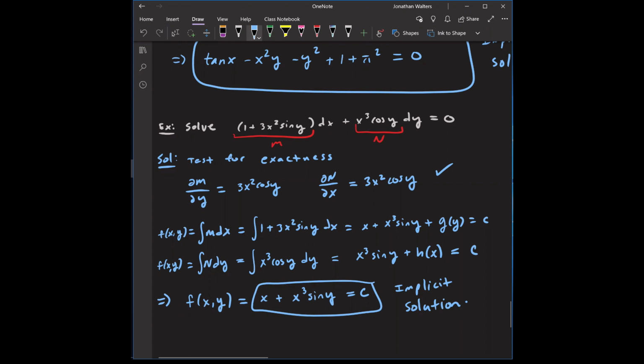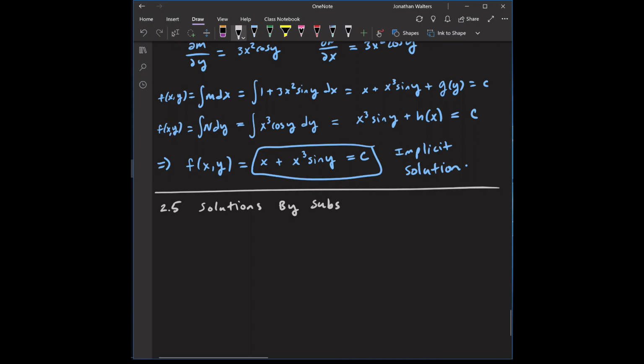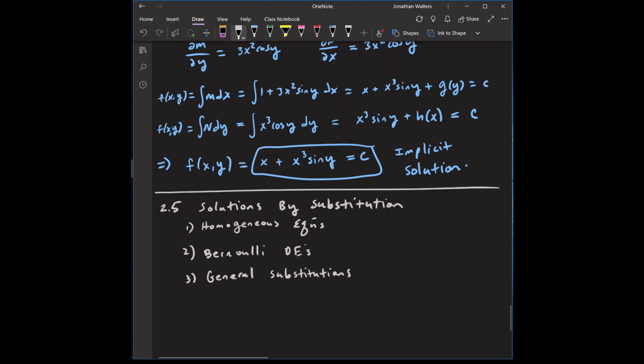So 2.5 is solutions by substitution. What we're going to do here is talk about homogeneous equations, Bernoulli equations, and then general substitutions. So the first thing is called homogeneous equations. The second thing is Bernoulli differential equations. And then the third one is general substitutions. So that's what we're going to do now.